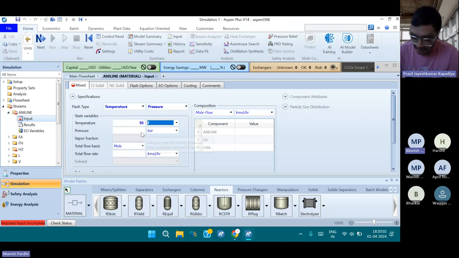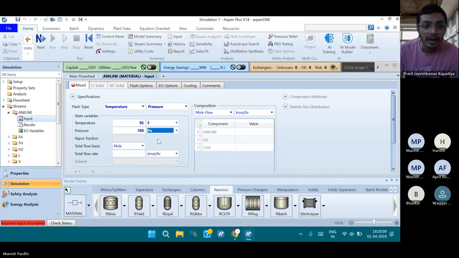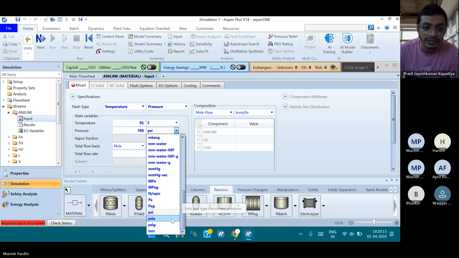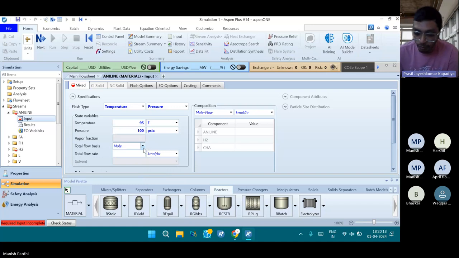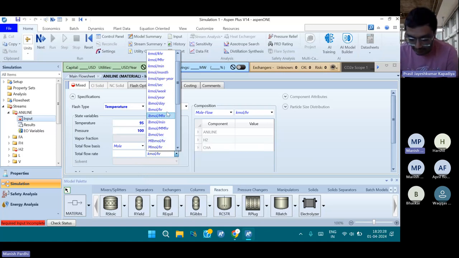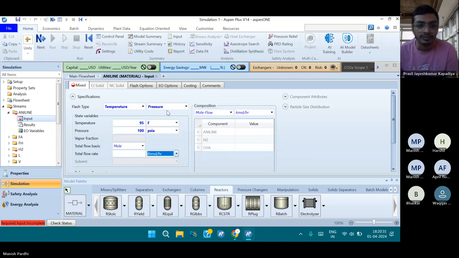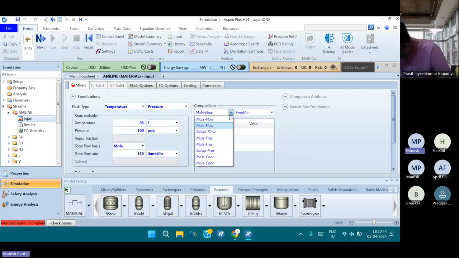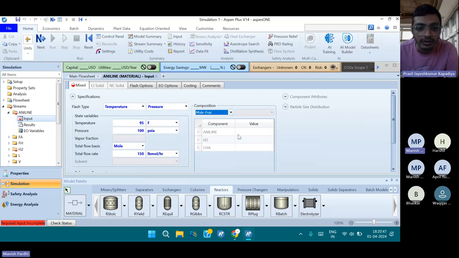Pressure is 100 PSIA, absolute value. Then the molar flow rate in pound moles per hour, it is given as 150. And the feed is pure aniline, so mole fraction 1.